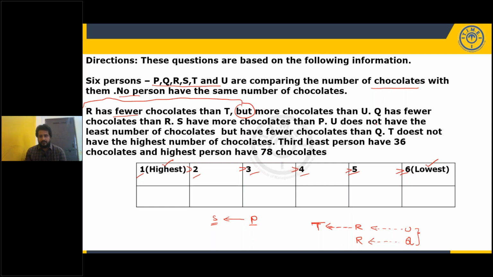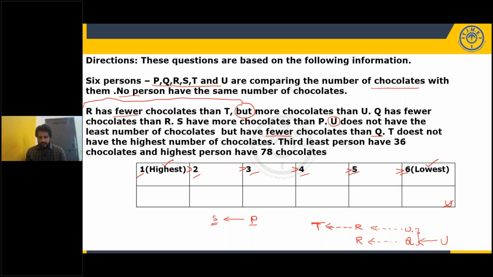And what else is given? U does not have the least number of chocolates. So here who will not come? U will not come. U does not have the least number of chocolates, but has fewer chocolates than Q. It means we are talking about U. U has fewer chocolates than Q is as good as Q has higher chocolates than U, vice versa, right? So Q has higher chocolates than U.